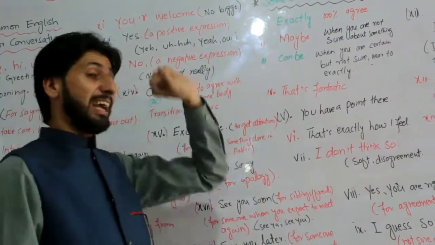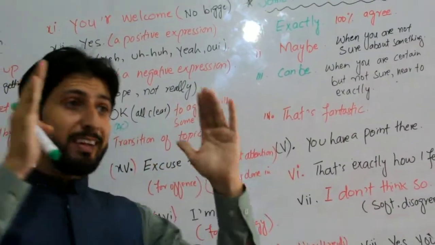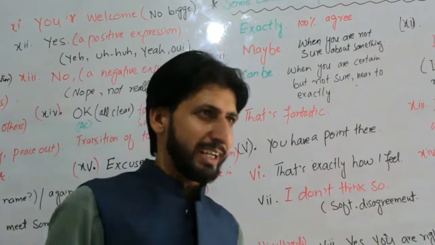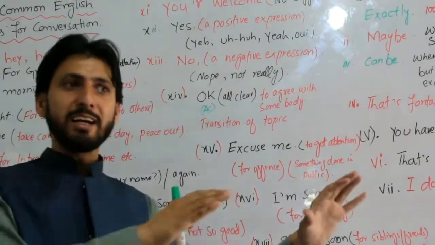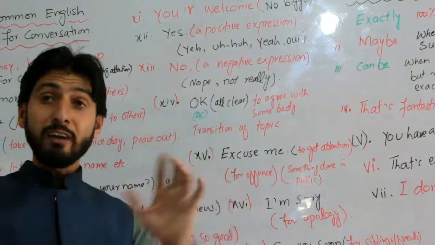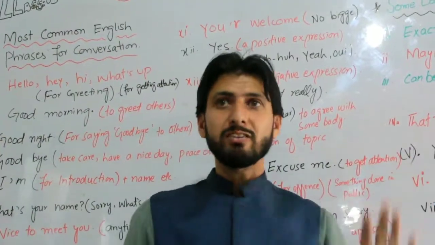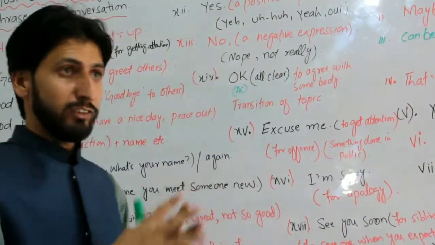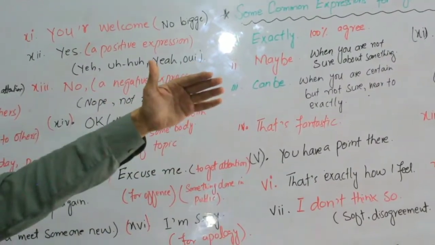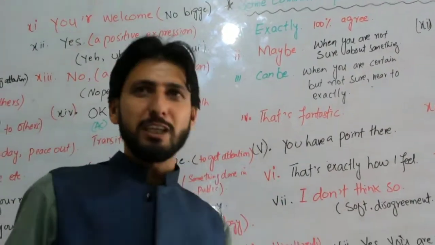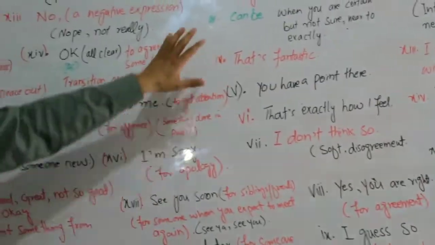The first word is "exactly." Exactly means 100% agree with the statement of the person to whom you are talking. For example, these two are talking about that. One is saying that salad is the best food in the world. If she agrees with her, she can say, "Exactly, you are saying true." And if she does not agree with her, she can say maybe, can be, or might be, or must be. These four are other ways of showing agreement or disagreement. We are going to discuss them now.